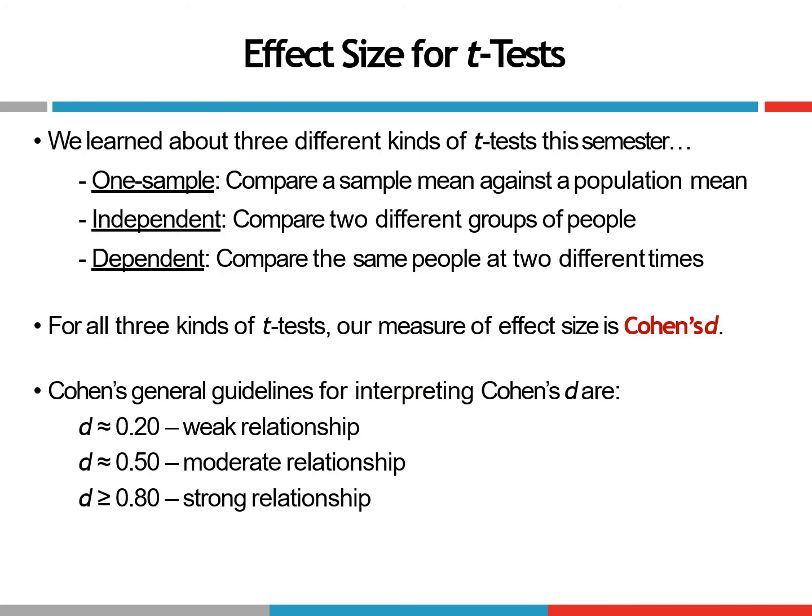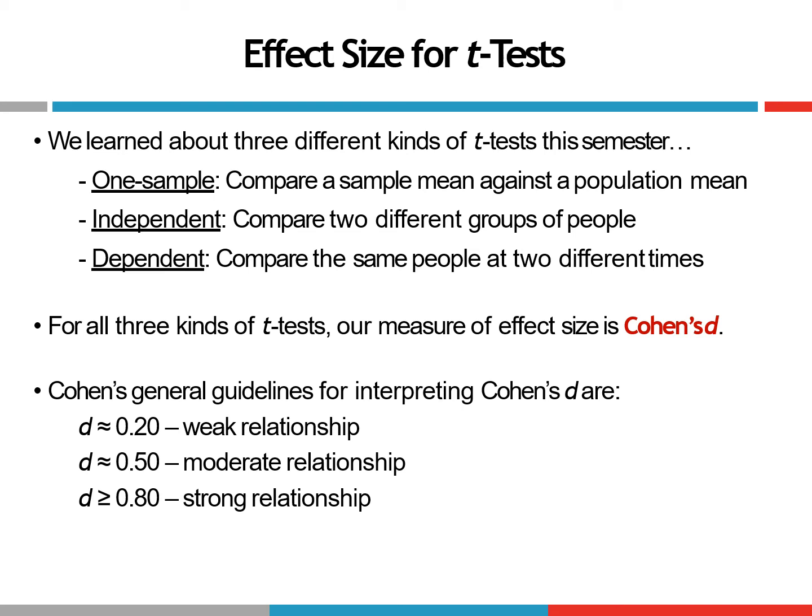Okay, so now let's talk about effect size for t-tests. We talked about three different types of t-tests, and fortunately, we would calculate the same value for all three types, and that is Cohen's d. And we have guidelines for Cohen's d as well.